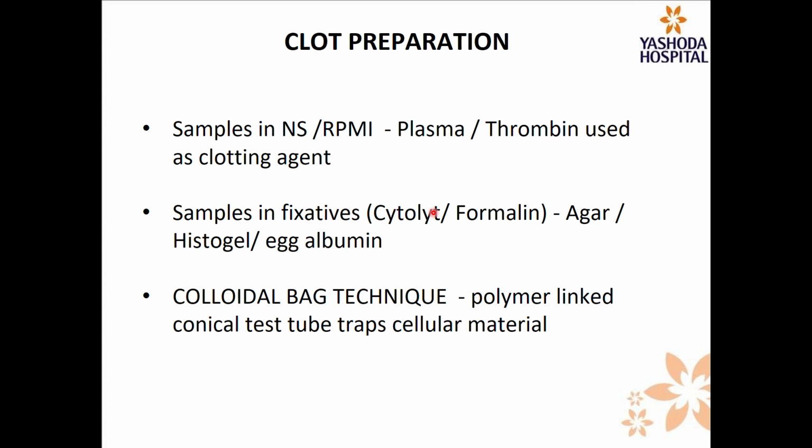The samples which are in NS or RPMI, plasma or thrombin can be used as a clotting agent. The samples which are obtained in cytolite or formalin fixatives can be added with agar, histogel, or egg albumin to increase the yield and prepare the clots. Then there's another colloidal bag technique which utilizes the test tubes already having some polymers linked to it, in which the cellular material can be trapped.